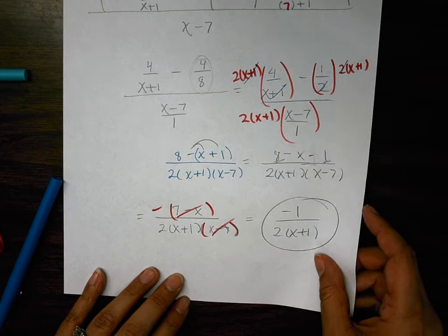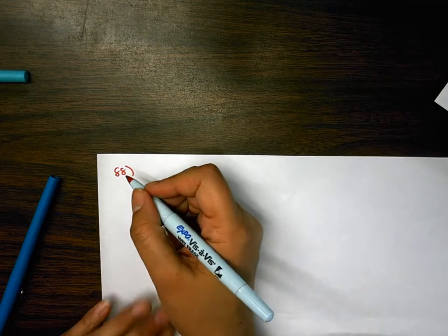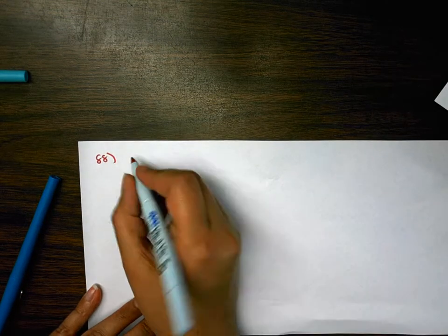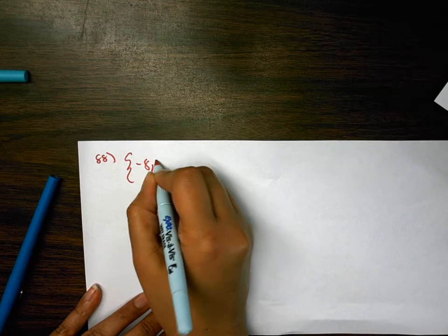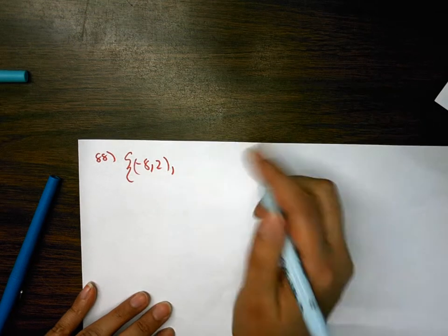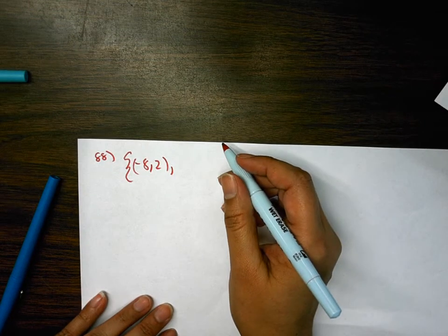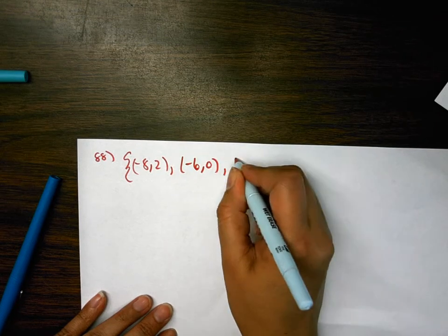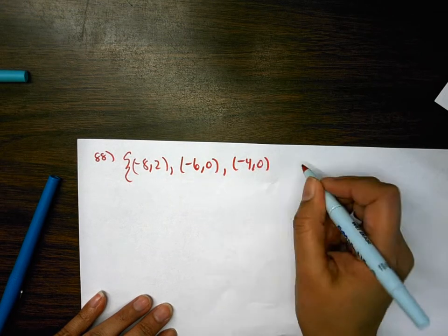All right. Are we ready? Does 88 have a list of ordered pairs, yes or no? Can anybody read them off to me starting with the negative 8 comma 2? What's next? Negative 6, 0.